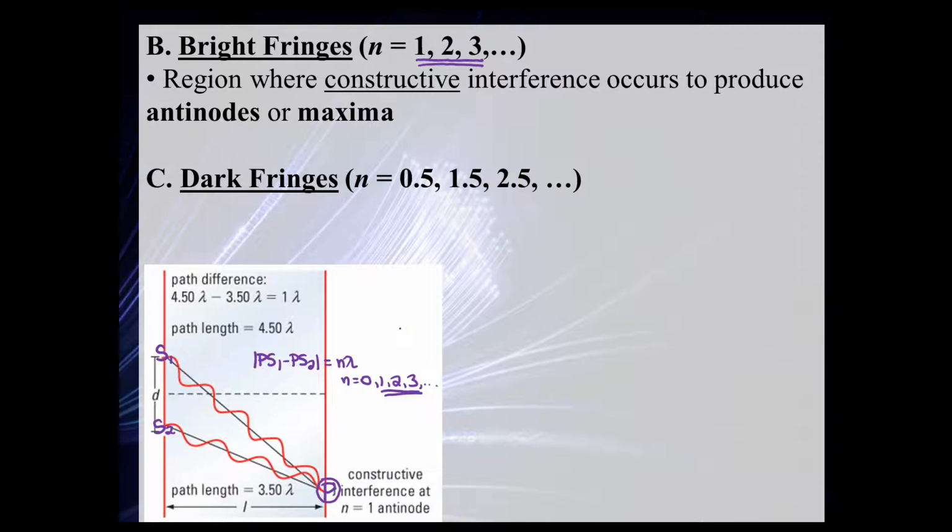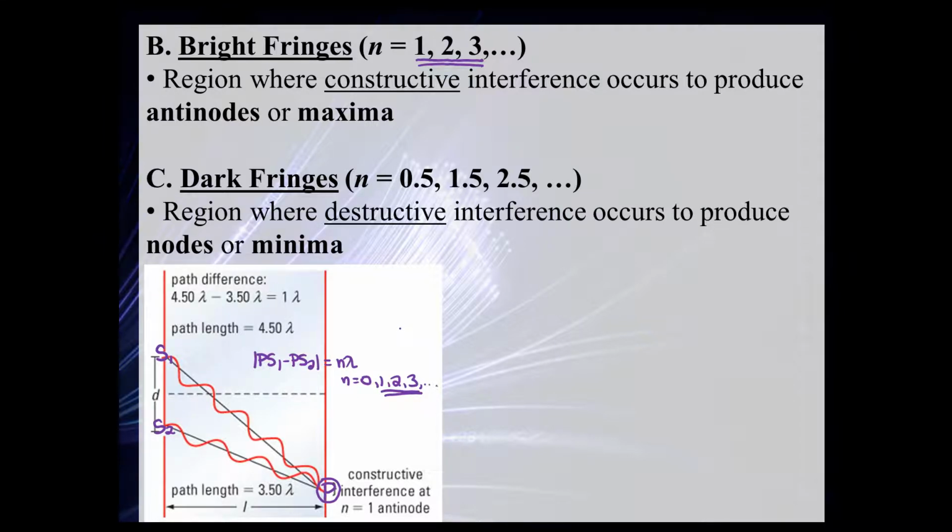The dark fringes are areas where you distinguish them by using n values that are half of a natural number. So again, 0.5 is the first dark fringe, 1.5 is the second dark fringe, 2.5 is the third dark fringe. Dark fringes are regions where destructive interference occurs. So essentially the waves are canceling each other out to the point where you're not seeing any light at those spots. And those produce nodes. Again, think nodes and nothing. Nothing in terms of not seeing any light, or minima in terms of minimizing the amplitude to get nothing.